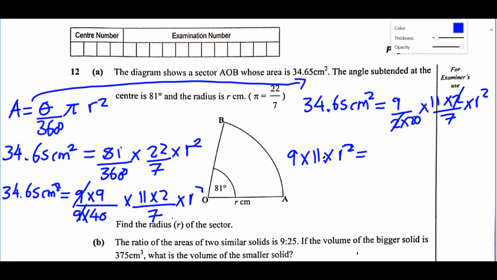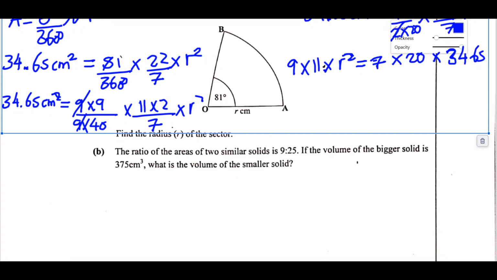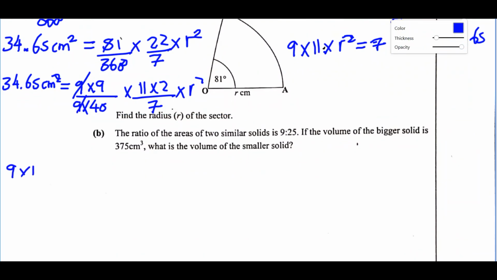Then 7 will be 7 times 20 times 34.65. Right, so let's now move on. So we are going to say 9 times 11 times r squared. So we are going to multiply 20.